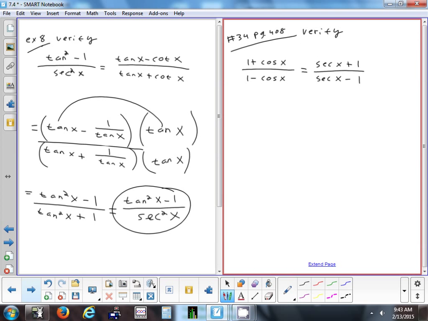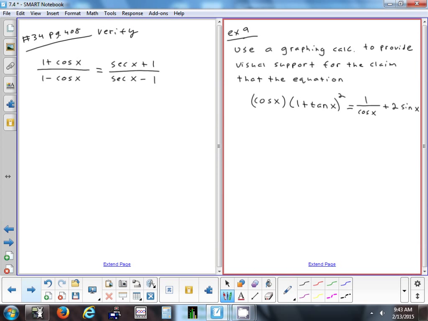So any question on this calculator one? Kind of how you'd use a calculator to assist you to figure out, is it true, is it false, and then go from there. Yeah?